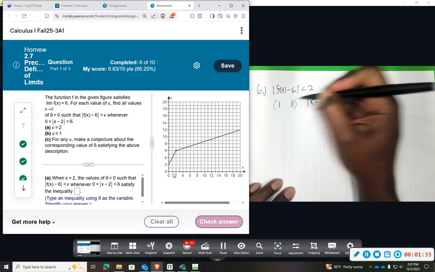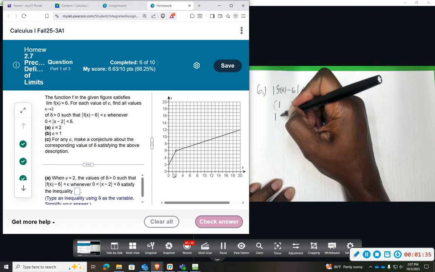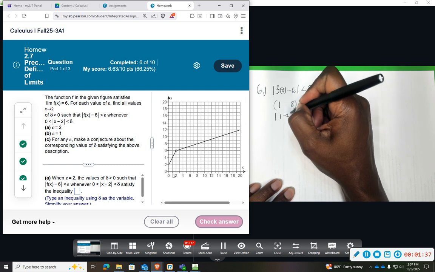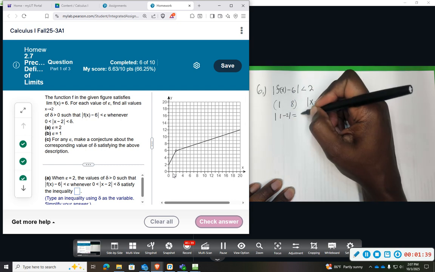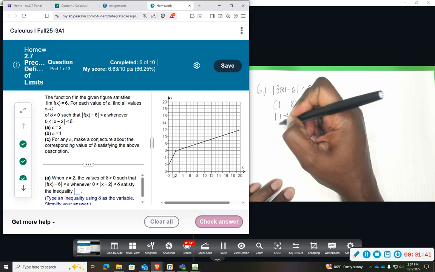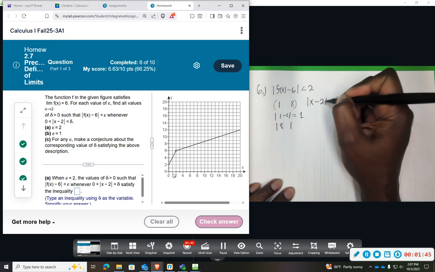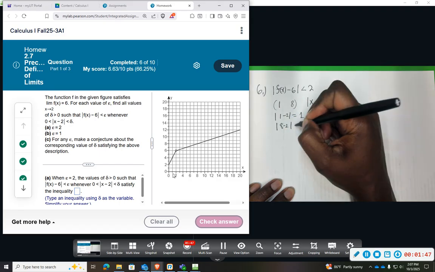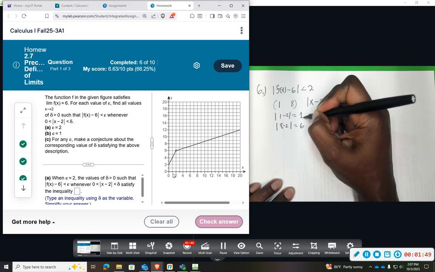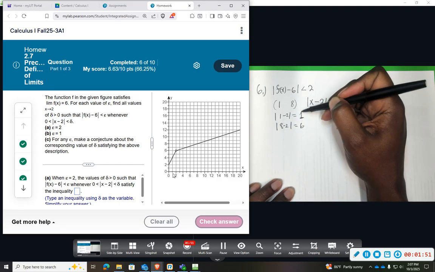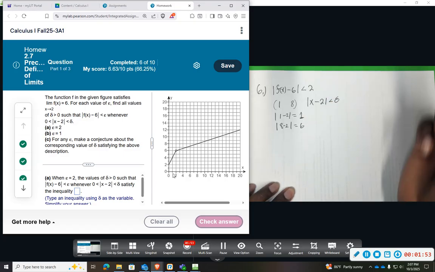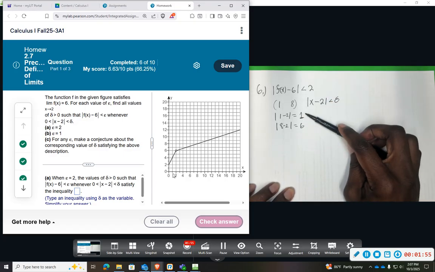So if we plug in a 1 and we say, okay, absolute value of 1 minus 2 gives us a negative 1, and we turn it positive, we get a 1. If we do the same thing, absolute value of 8 minus 2, plugging in each of these values for x, we get 6. So in the previous example, both of these numbers were the same. Now they're different. So in the text it talked about you want to make a symmetric interval.